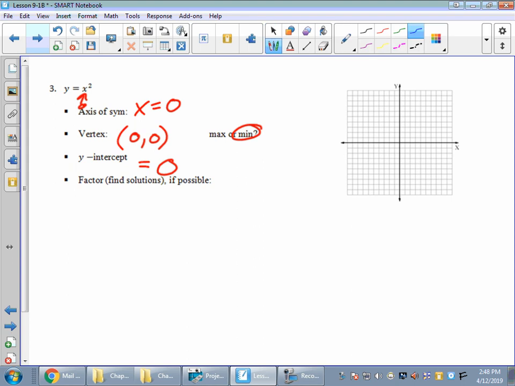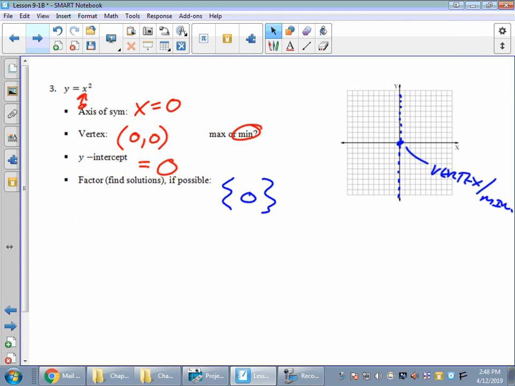So the axis of symmetry was x equals 0. So that's right on the y-axis, basically. Our vertex is 0, 0. And we talked about that being a minimum because we're going to open upward. And our y-intercept is 0, so we already got that point there. So now, if we factored this, we'd get solutions that would be 0. And so we already have a point there. That's not going to help us. So this is one of those situations where we actually have to do an xy table.